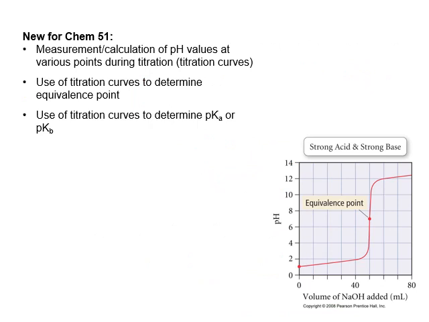What new aspects of titration are we going to cover in this class? In Chem 51, we will be measuring and calculating pH values during the whole titration, not just what happens at the equivalence point. We'll also learn how to use the data from a titration to not only identify the equivalence point of the reaction, but also to determine the pKa or pKb if we're titrating a weak acid or a weak base.